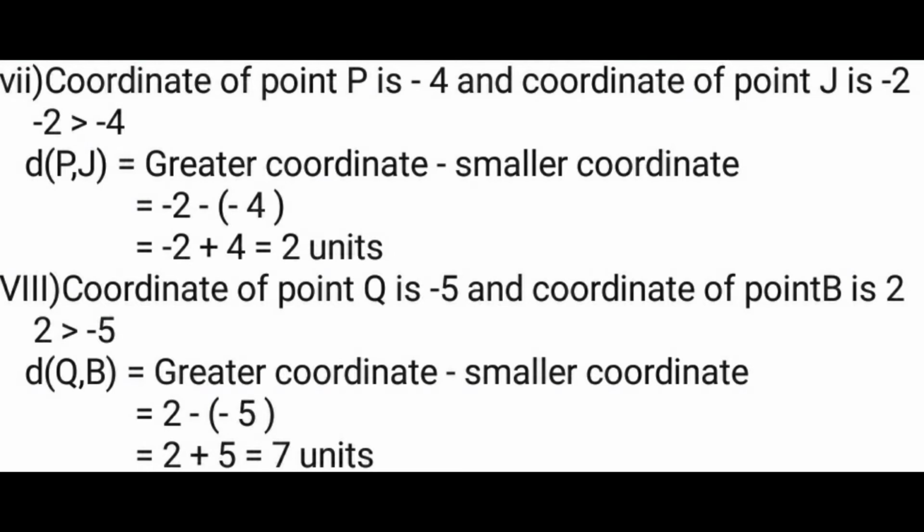Sub question number 8. Find distance QB. What is coordinate of point Q? It is minus 5. Coordinate of point B is 2. Positive number is always greater than negative number. Therefore, 2 is greater than minus 5. So, distance QB is equal to greater coordinate minus smaller coordinate. That is equal to 2 minus minus 5. That is equal to 2 plus 5. Therefore, distance QB is equal to 7 units.